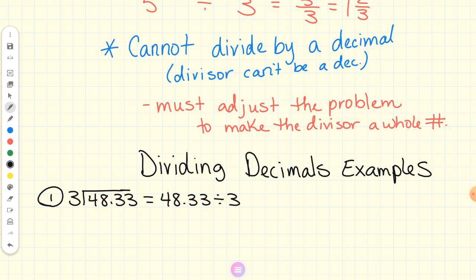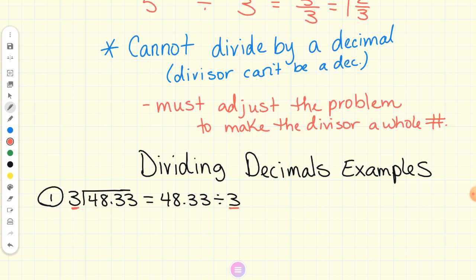Which number cannot be a decimal? Which of those numbers is the divisor? Arabella? The 3. Thank you. Okay, so that's the one that cannot be a decimal. Is it a decimal? No. So we can divide decimals. We just can't divide by decimals.